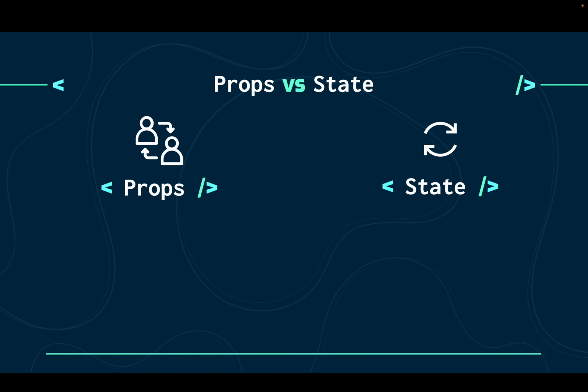Now let's talk about two key concepts in component-based development, props and state. These two concepts are crucial to data management within a component-based system and help developers create responsive applications.